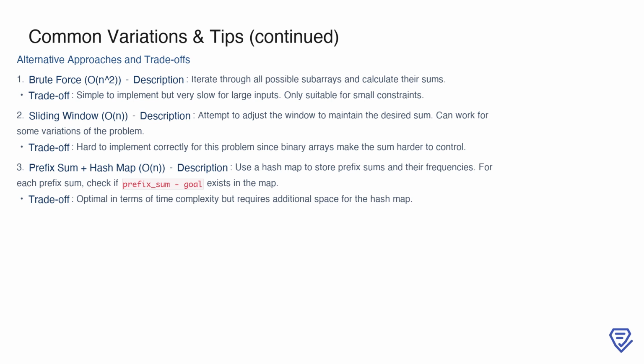The optimal solution for this problem combines prefix sums with a hash map, offering both O(n) time complexity and a straightforward implementation. Here, the hash map stores prefix sums and their frequencies, allowing you to quickly check for the difference prefix_sum - goal. While this approach is efficient, the trade-off is that it uses extra space for the hash map. Understanding these methods and their strengths and weaknesses ensures you can adapt to different variations of subarray problems effectively.